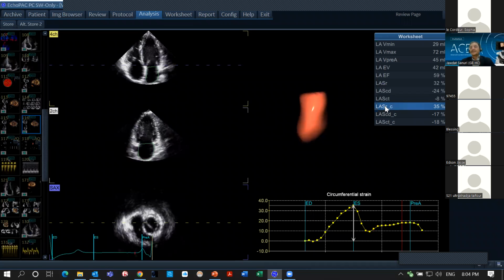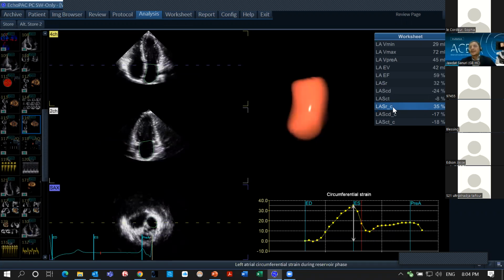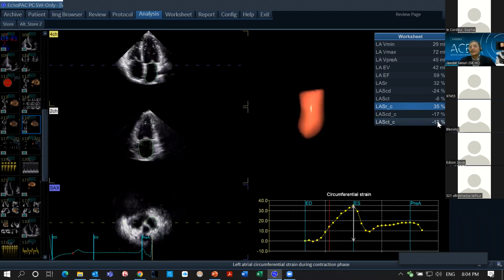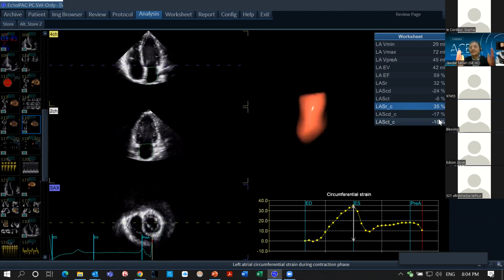And usually the reservoir strain is the summation of the absolute value of both the conduit and contraction strain. So minus 18 plus minus 17 equals minus 35, absolute value is 35. That is usually the reservoir strain.